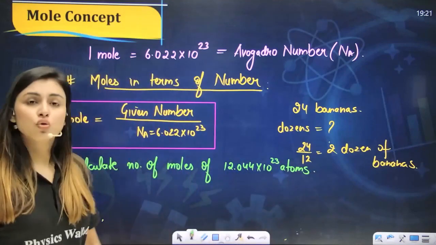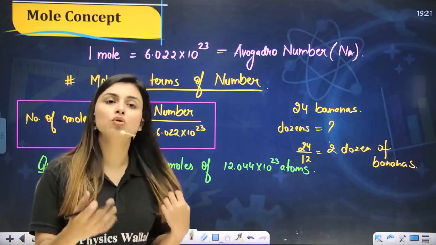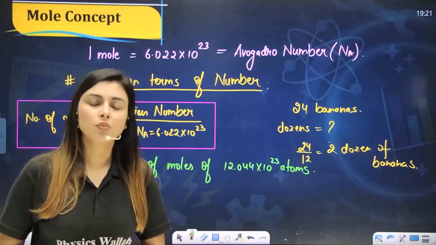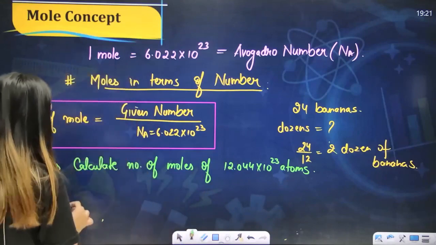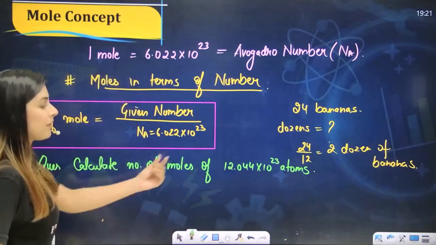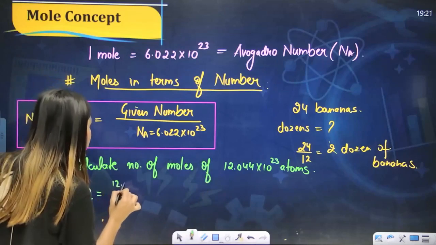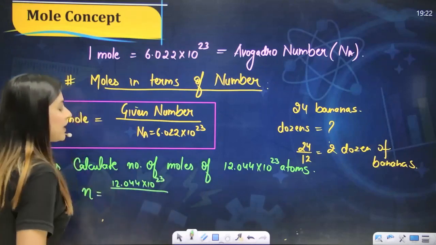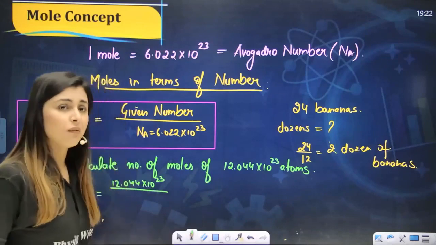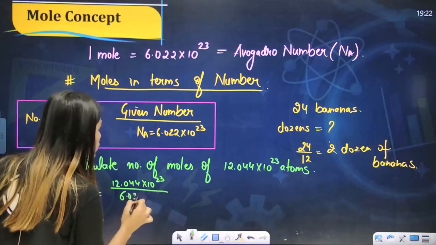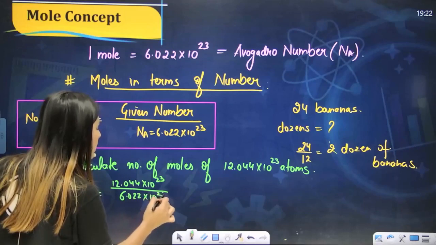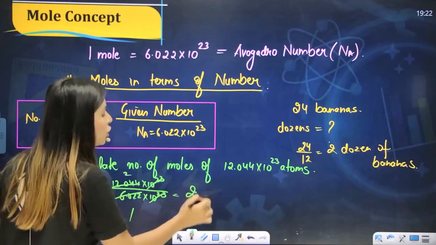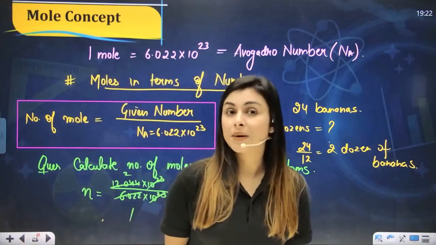Okay. So you have to tell me how many moles of atoms are present. I have given you a number. You can tell me the moles of atoms, right? What will you say, ma'am? The moles of atoms would be the given number, which is 12.044 into 10 raised to the power 23, and I'll have to divide it by the reference value, which is the Avogadro number, 6.022 into 10 raised to the power 23. This will be cancelled out. This would be 1. This would be 2. So, ma'am, 2 moles of atoms are present, right?